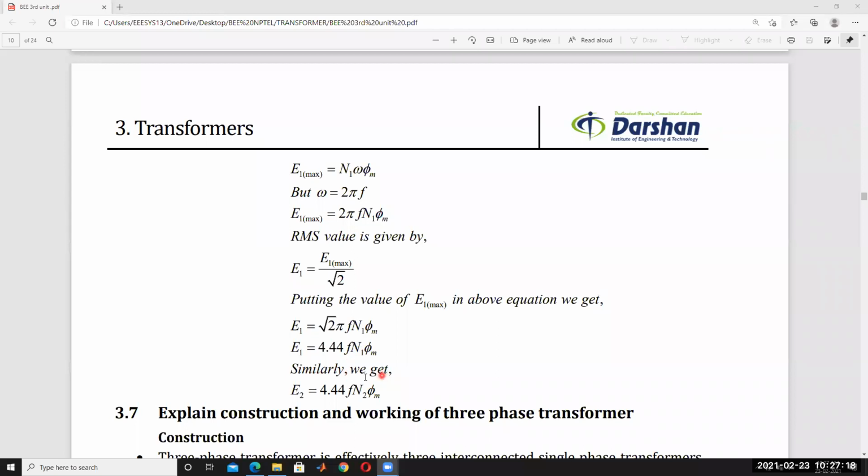Similarly, we will get for the secondary side also, E2 is equal to 4.44 into f into N2 into φm. So the primary side EMF equation of the transformer and the secondary side EMF equation of the transformer are the same. The only difference is the number of turns: N1 on the primary side and N2 on the secondary side. It's clear.